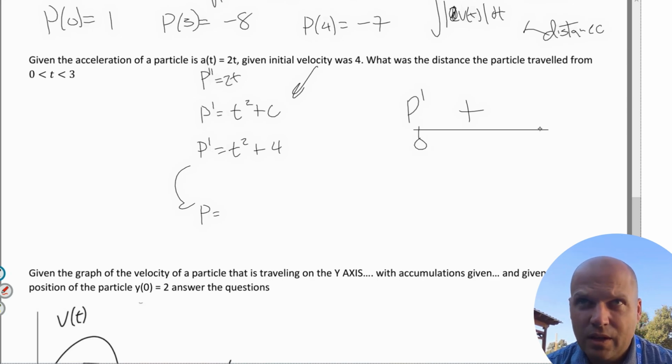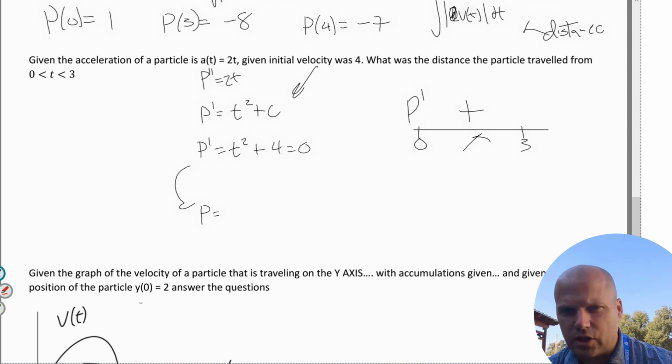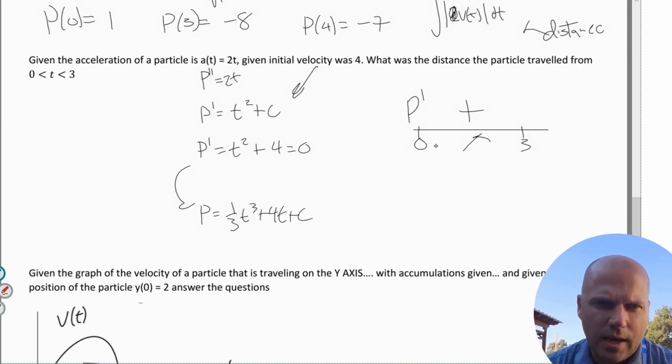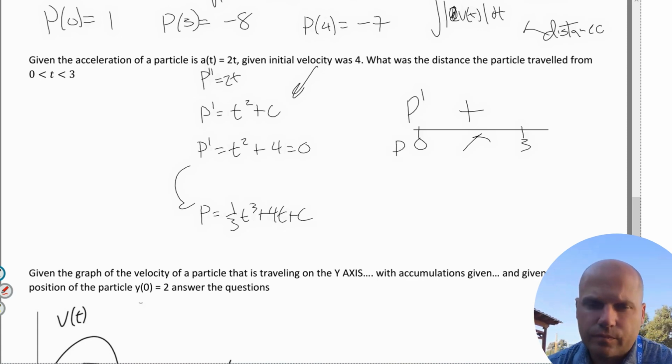You have t squared plus 4 never equals 0. You'd have the square root of a negative. You don't have that. So your position's increasing. Here, well, this is a good example of displacement and distance being the same when velocity is positive.